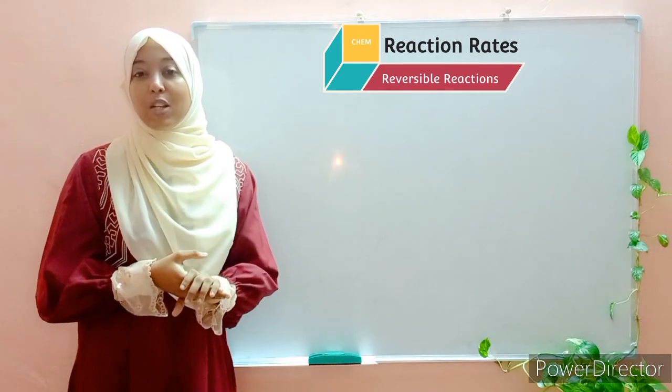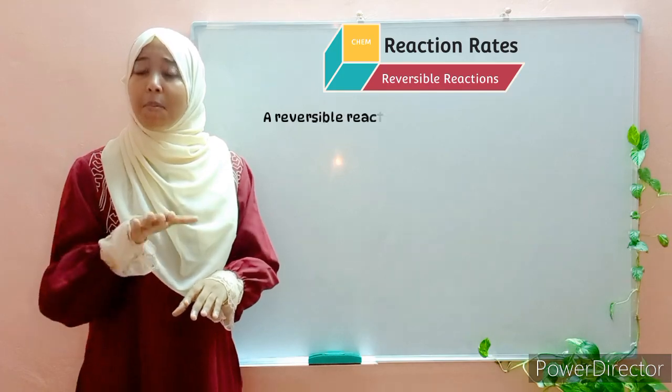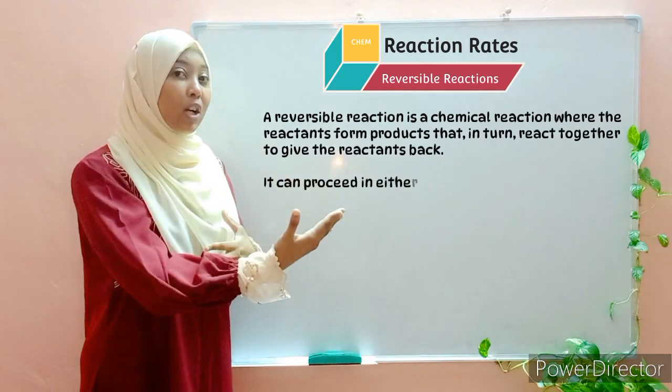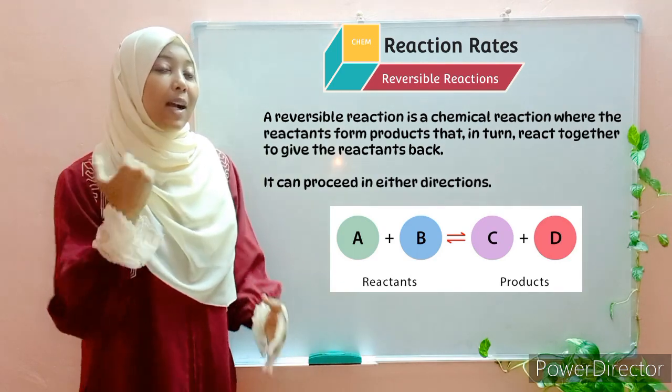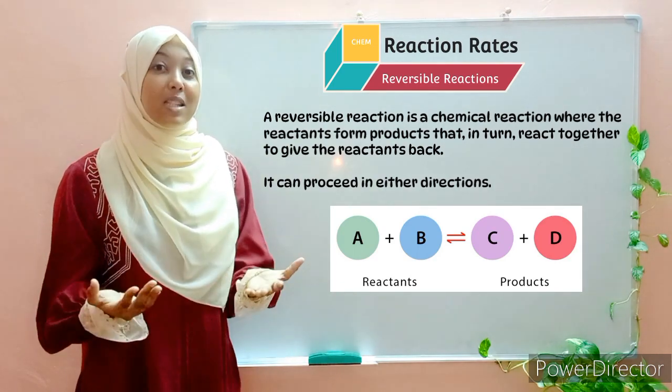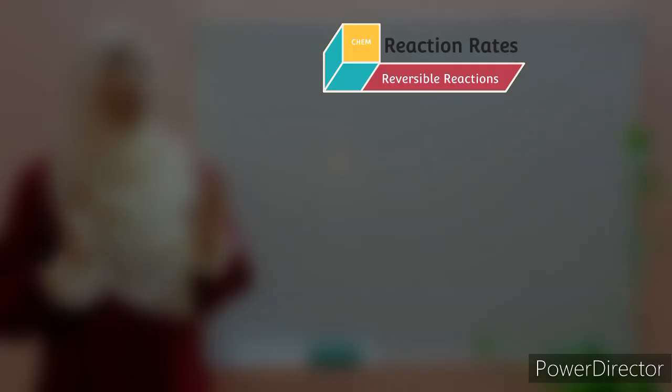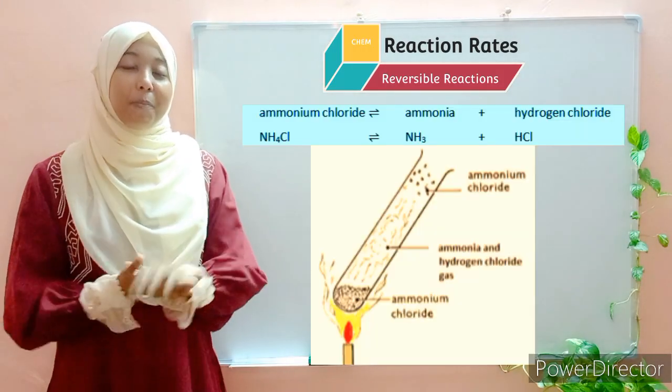So my point is this: a lot of chemical reactions are irreversible, but there are a few chemical reactions that are reversible, meaning that depending on the conditions present, either the forward reaction or the backward reaction can happen. Now for this discussion, let me use the example of ammonium chloride. Now let us discuss the reason for this.